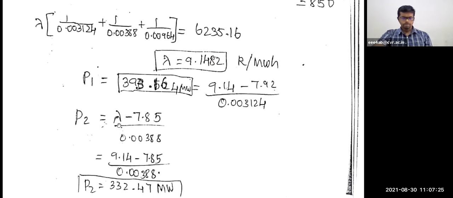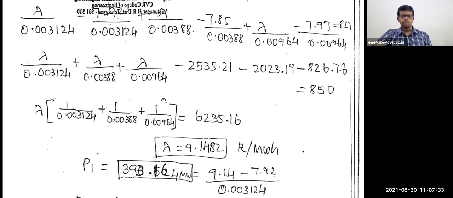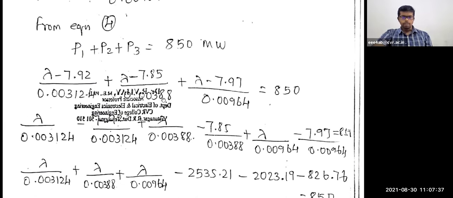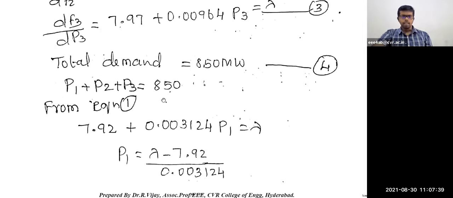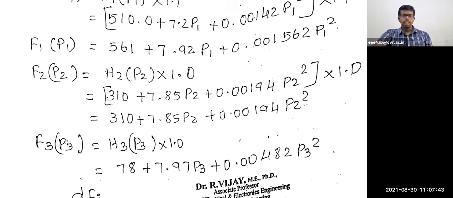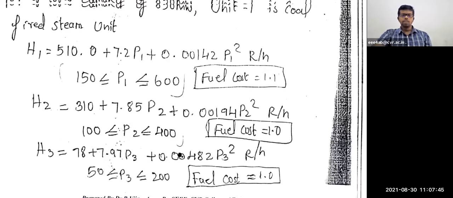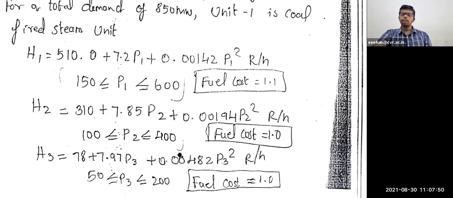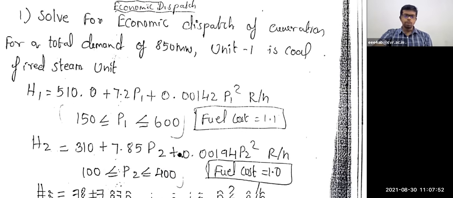Similarly, we need to check P2 is equal to 330. This is also falling under 100 to 400 megawatt. So this is also falling. Next one is 50 to 200 megawatt. That also we need to check.